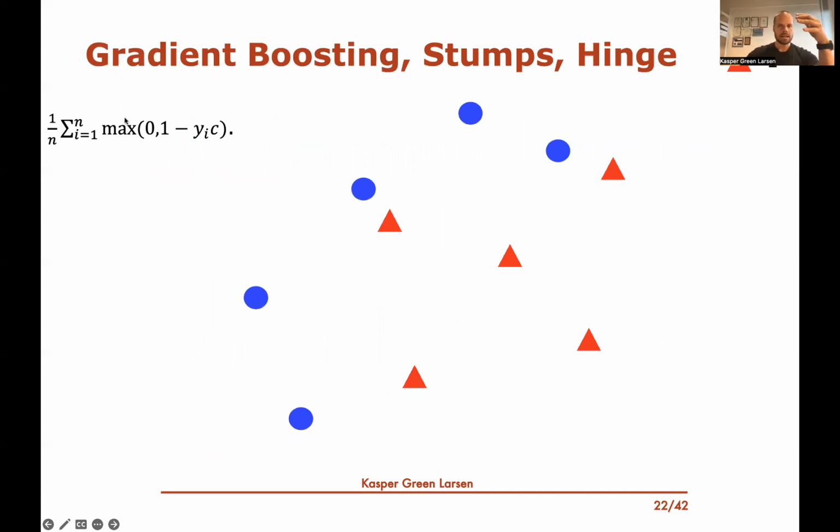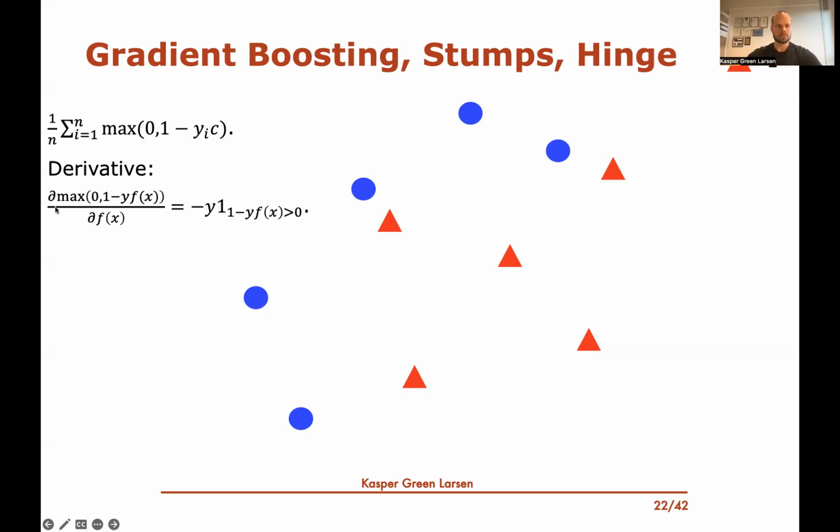So this is the in-sample error, right? The in-sample error is just the average over all the training examples of the maximum of 0 and 1 minus the label times this constant that we're going to return. And now we want to find out what's the best constant. So one way to do it, at least if we're doing it by hand, is to look at the derivative of this function and use that to try and figure out how to minimize it.